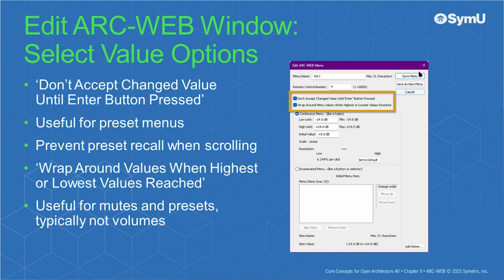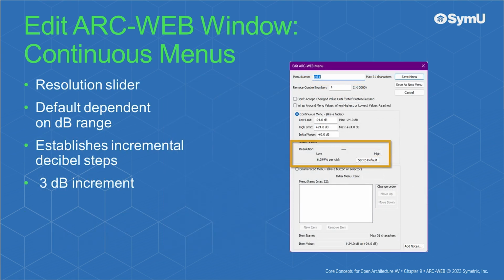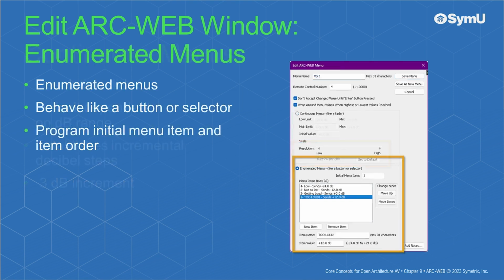typically not for volumes. Continuous menu values vary in scale or range from -72 dB to +12 dB, or 0 to 100%, and include low limit, high limit, and initial value. The resolution slider establishes the incremental decibel steps. The default is dependent on the dB range, but will result in a 3 dB increment. Enumerated menus behave like a button or selector. The initial menu item and the order each item is displayed in the ArcWeb menu are programmed here.